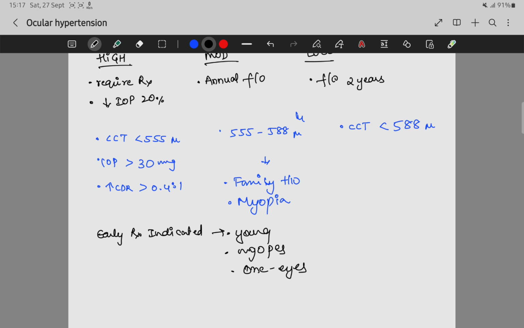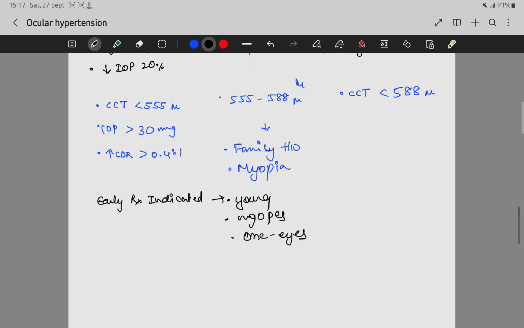Fine. So, how do we initiate the treatment? We usually start with monotherapy. Start with one eye. If there is optimal response, then go to the second eye also. So what are the common drugs we can use? We can use prostaglandin analogs. These are most commonly indicated.